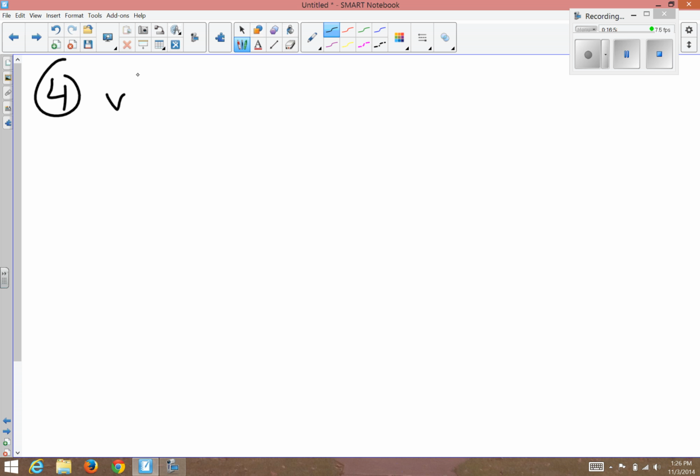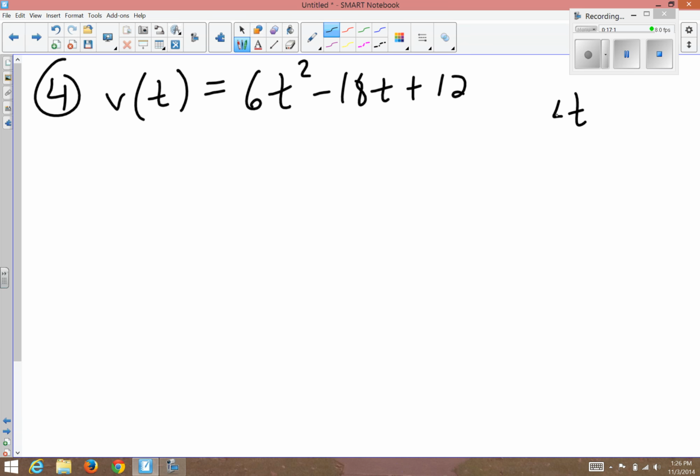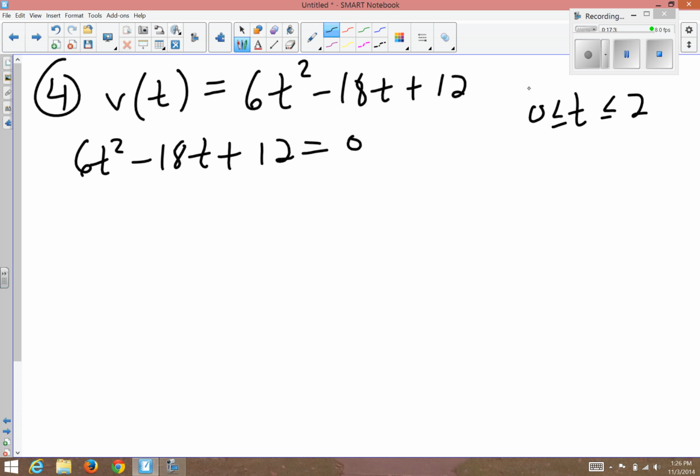So here we go. Number 4 says v of t equals 6t squared minus 18t plus 12. The time interval is from 0 seconds to 2 seconds. All right, so we saw it in the previous example, all the directions are the same. We saw that in the previous example, it was important to find out when the velocity is 0, because the particle is stopping when its velocity is 0.